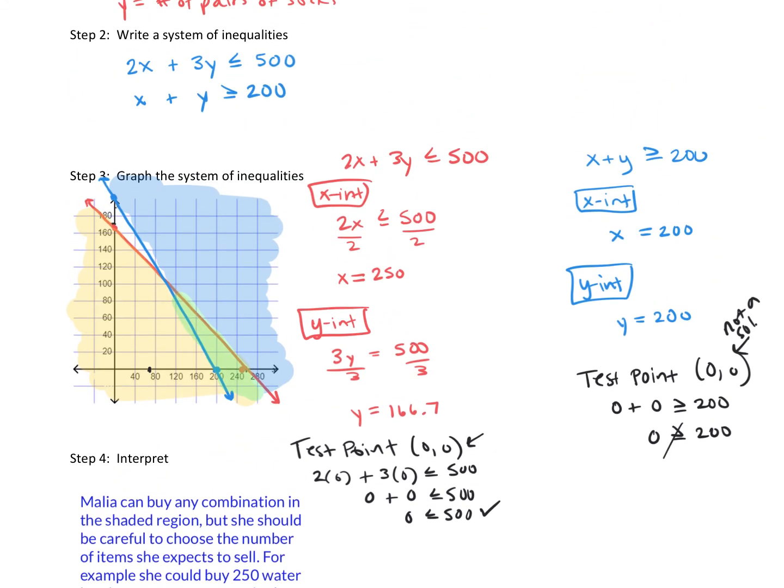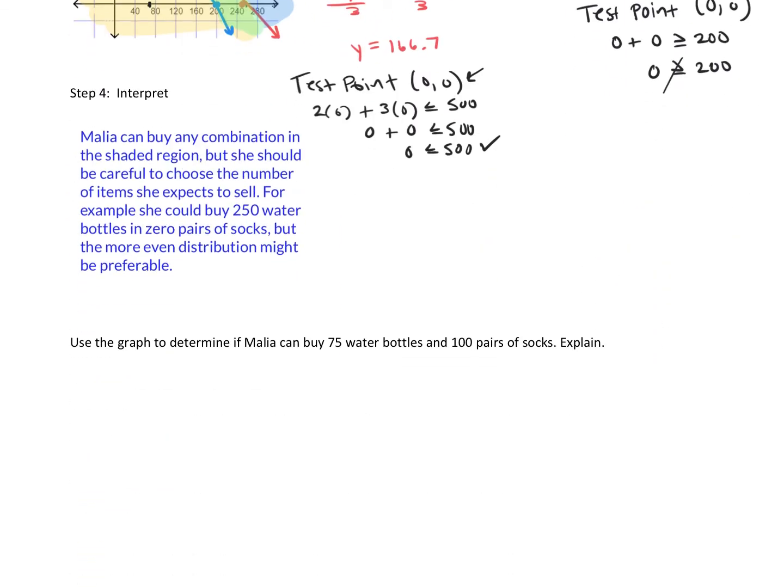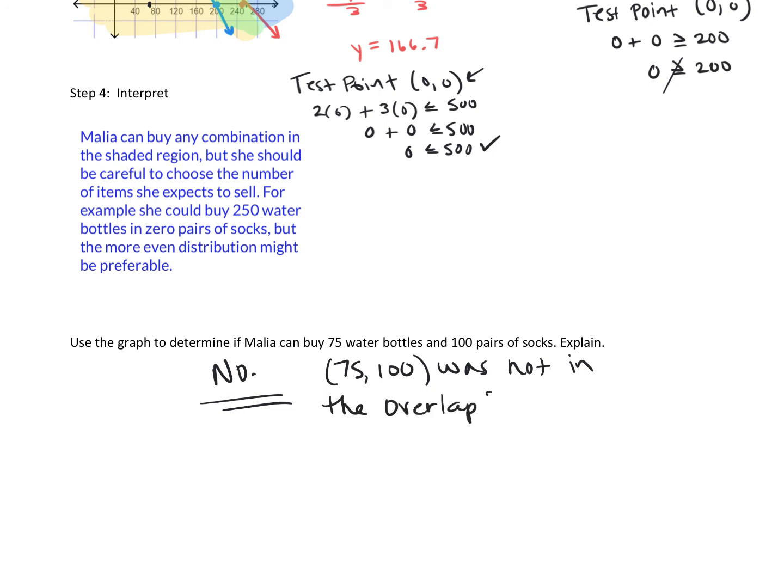So if she sells that combination of 75 water bottles and 100 pairs of socks, that's right there. Is that in our solution set for the system of inequalities? That's in one shaded region, but is it in the overlap where the solution set is of both inequalities? It's not. So no, she cannot do that. And let's just write a note. 75, 100 was not in the overlap solution set. Just so if we go back and look at our notes, we'll understand why we're saying no.